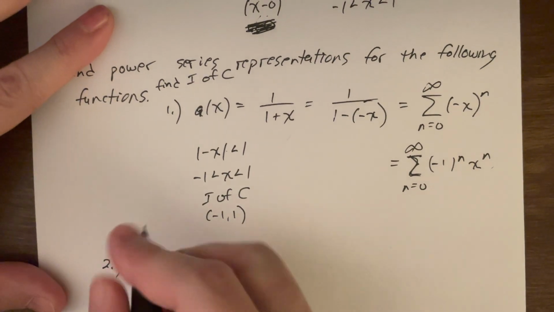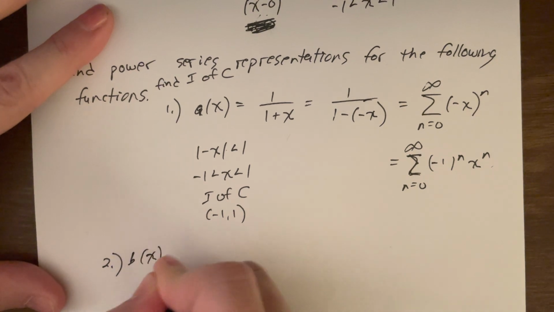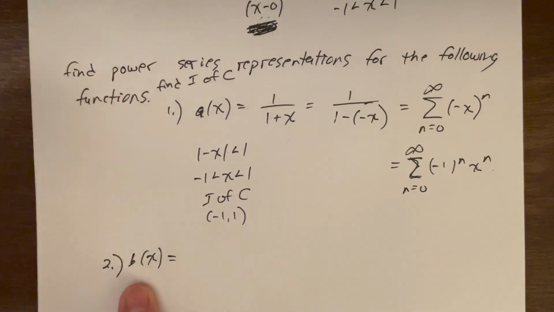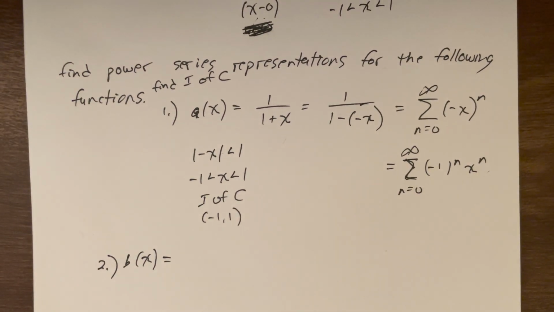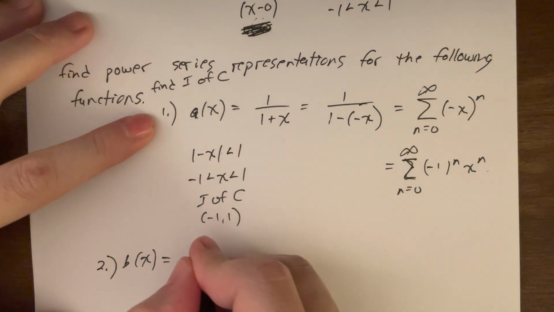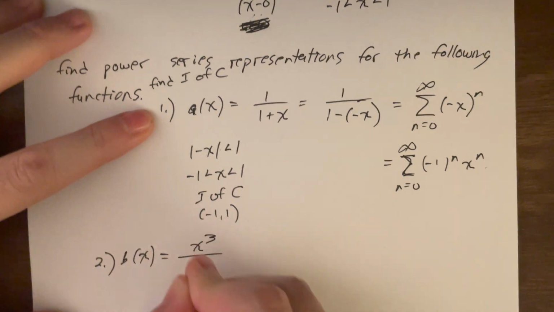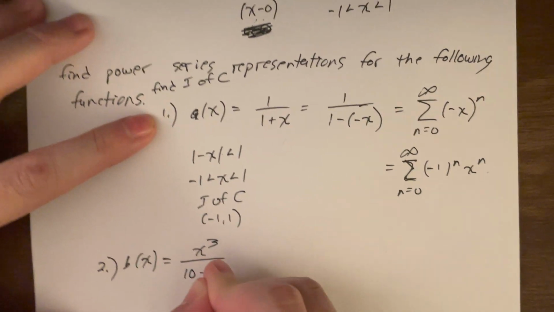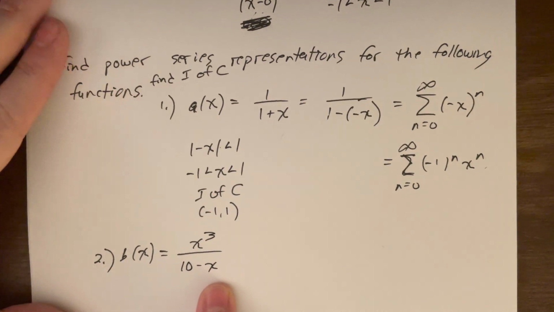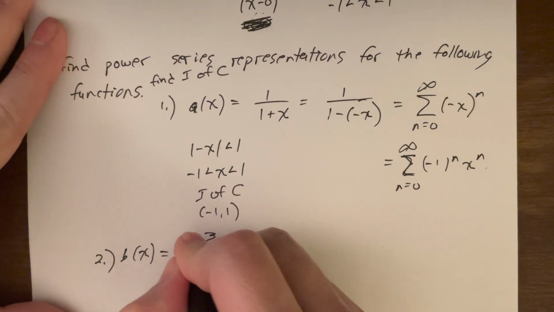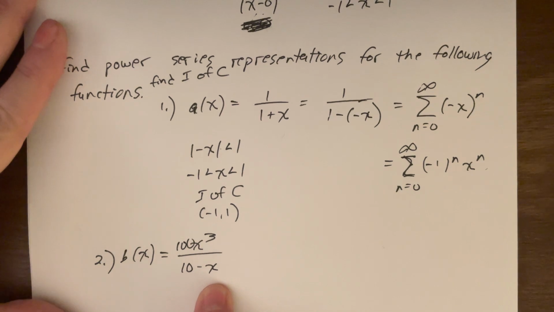Let's do 2 more of these. And let's just slowly bring them along a little bit. Number 2, let's take a look at something like x cubed over 10 minus x. Actually, let's even make this 100 x cubed over 10 minus x.